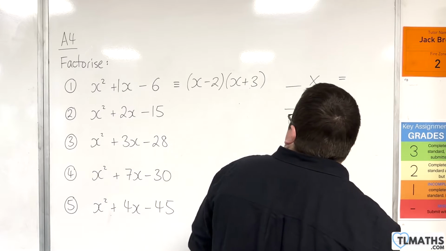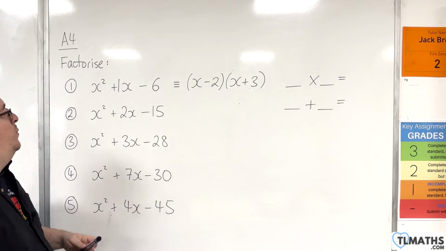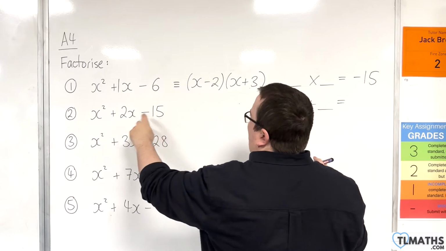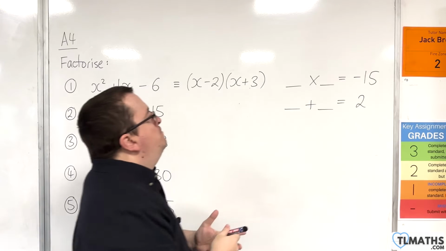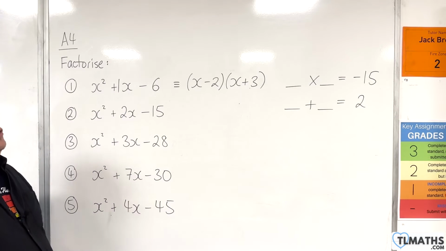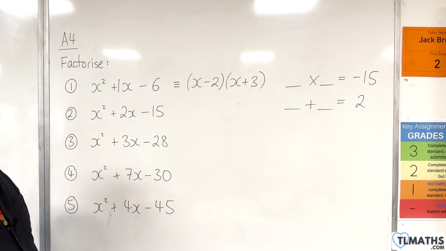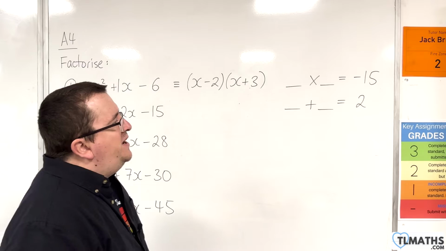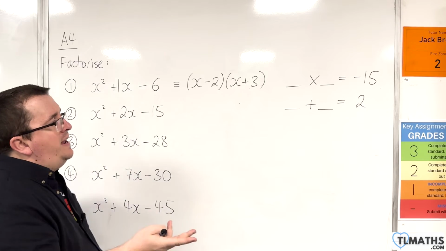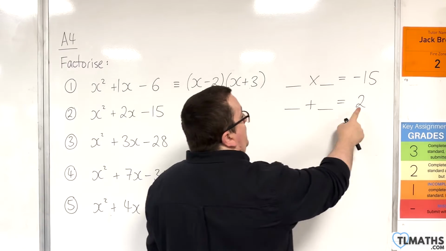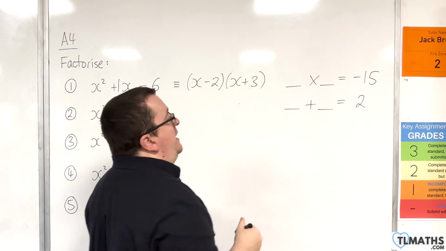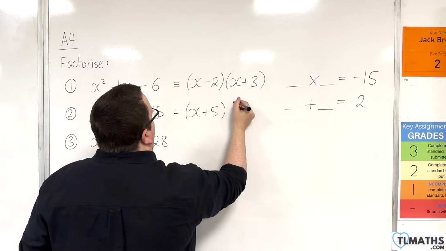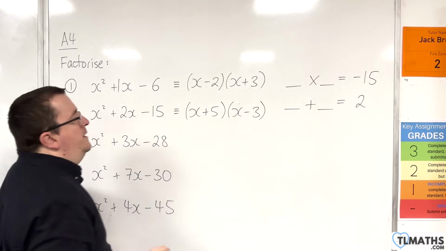So let's take a look at the second one. We have x squared plus 2x take away 15. So we need two numbers that multiply together to make minus 15, but add together to make 2. Okay, so 15 and 1 are definitely going to be out, aren't they? Because they need to add together to make 2. So it seems more reasonable to have a 5 and a 3. 5 take away 3 is 2. 5 times minus 3 is minus 15. So x plus 5, x take away 3.